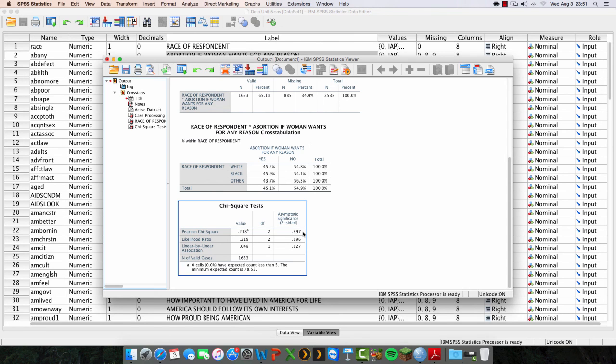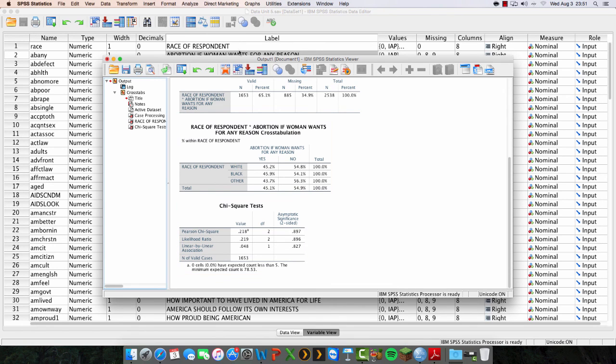There certainly isn't much difference between the racial groups. Right, so in this case, we would fail to reject the null hypothesis. We really can't say if any difference exists. So we would say no relationship, fail to reject the null hypothesis.